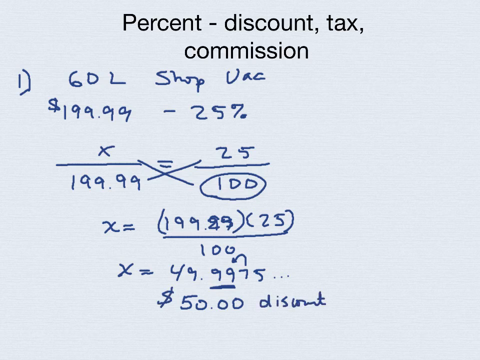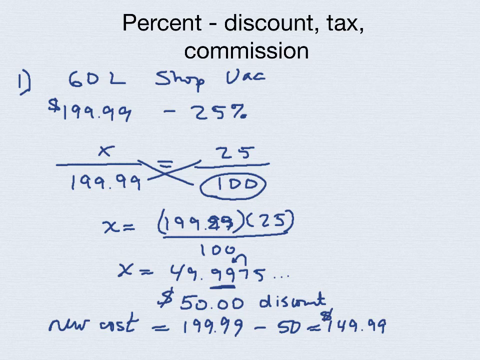The discount is $50 off, so what's the new cost going to be? Well, the new cost is going to be a savings of $50. To figure that out, you take your original cost, $199.99, and take away the $50, and that's going to give you the new cost, which of course is going to be $149.99. That's the new cost, quite a substantial savings.